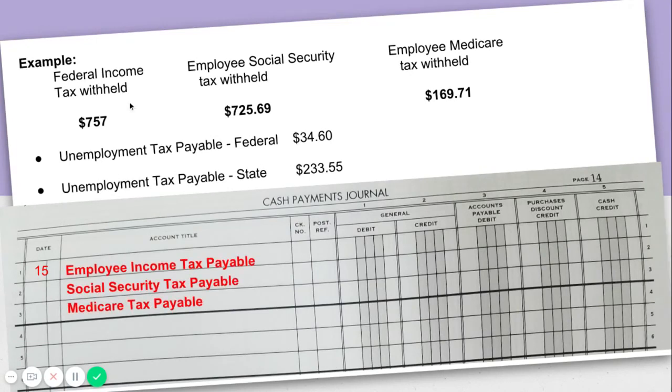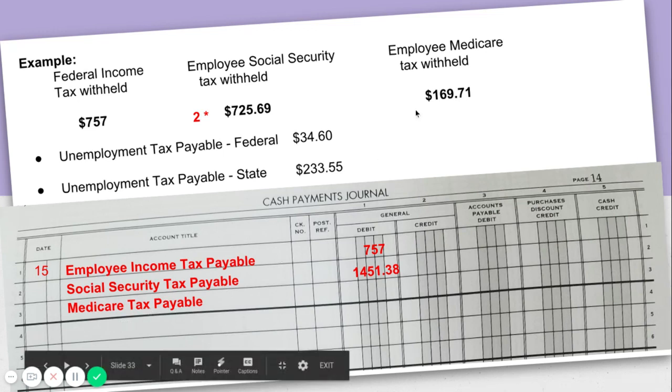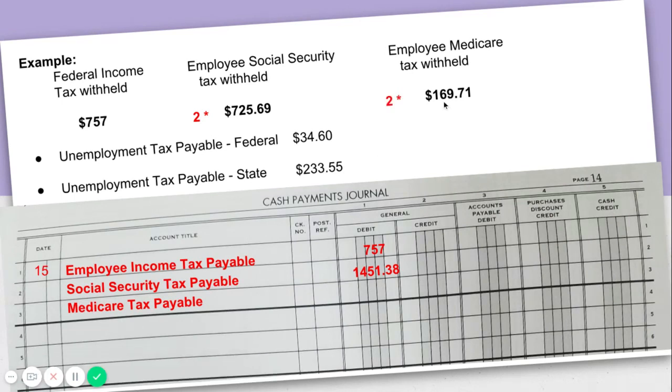The federal becomes our employee income tax payable. Then we have Social Security tax payable and Medicare tax payable. So the employee income tax is our federal at $757. Social Security tax payable would be 2 times this because it's the employee, but we are paying for the employee and the employer. So 2 times this number, we get $1,451.38. That goes the same as our Medicare. We go 2 times this $169 because it's the employee and employer.